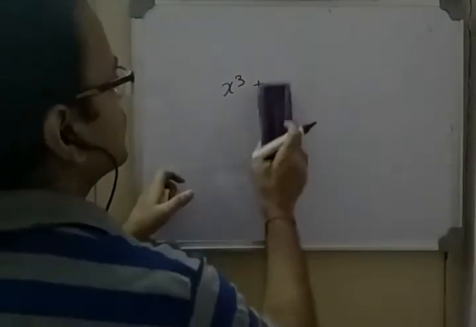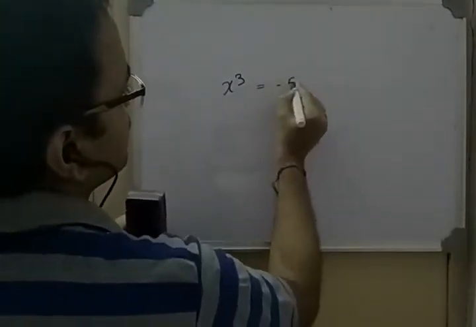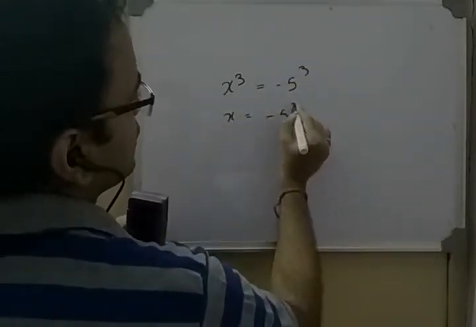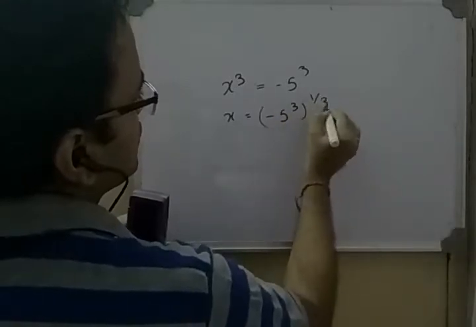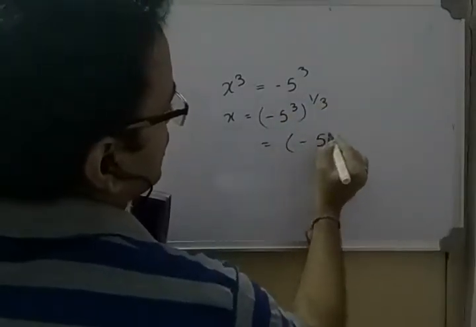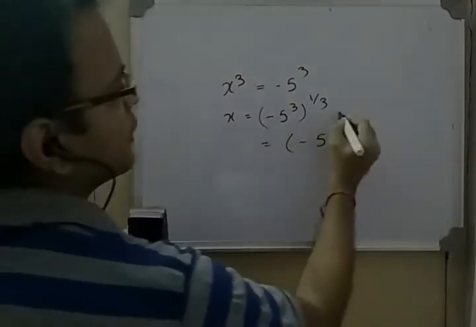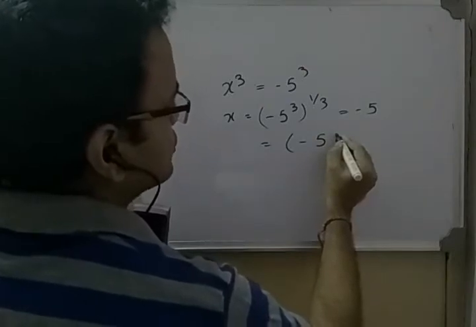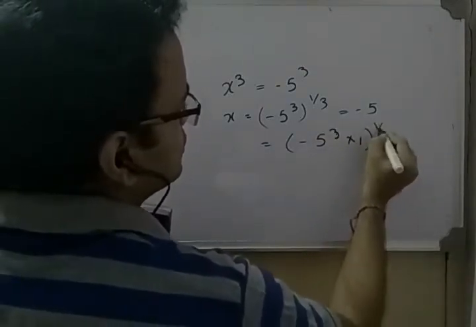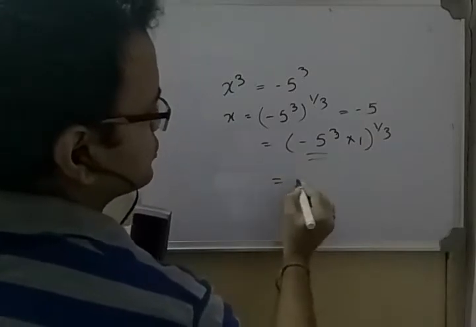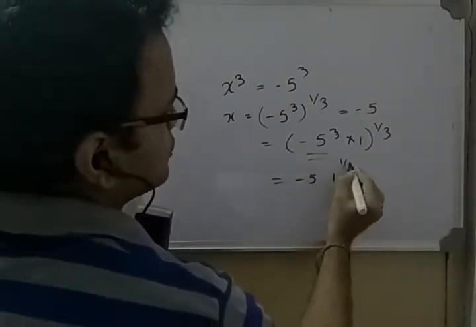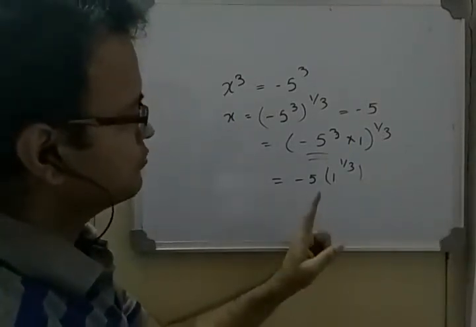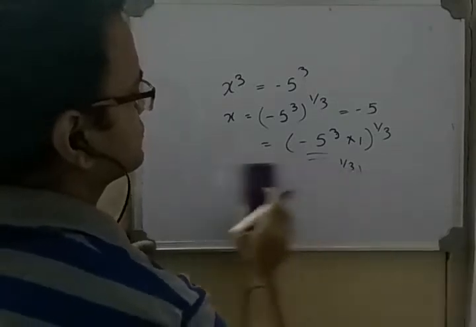Okay, so what will it have? Minus 5 cube. So x will be what? Minus 5 cube to the power 1/3. I could have readily written it minus 5, but that's the only real part. So what I will do, then this part I will take out. So it will be minus 5 and 1 to the power 1/3 remains. It will give me 1, omega, omega square. So x will be minus 5, minus 5 omega and minus 5 omega square.